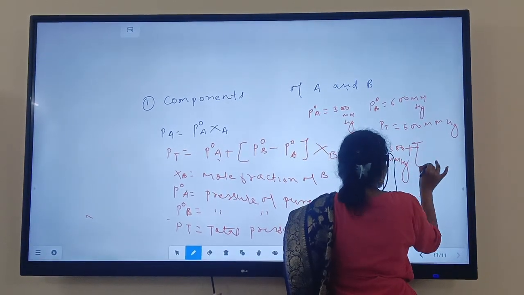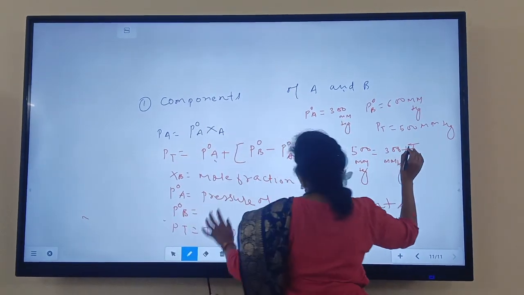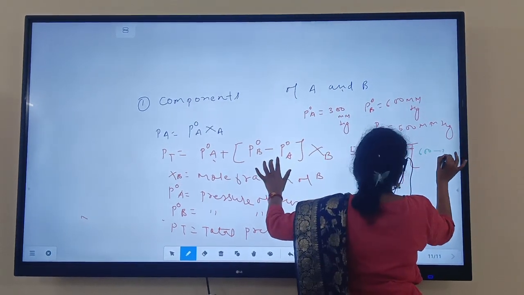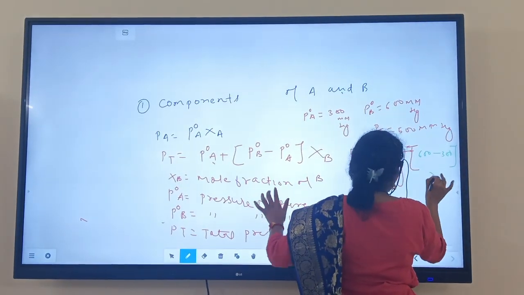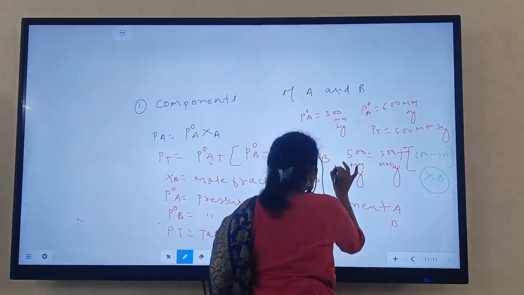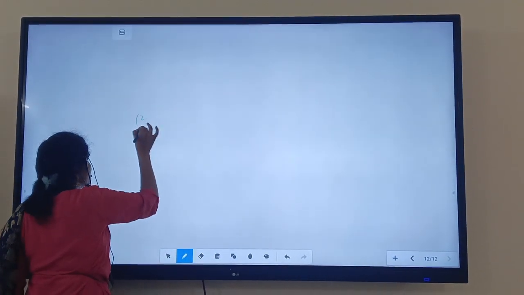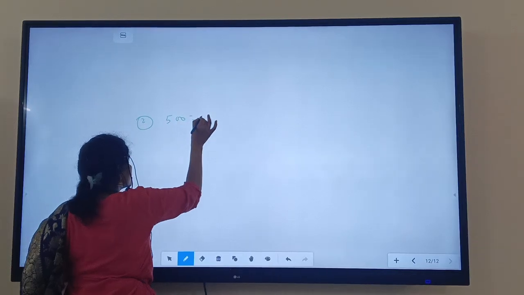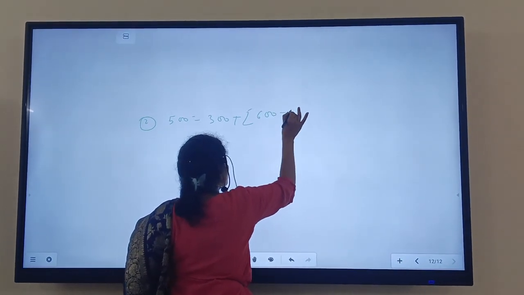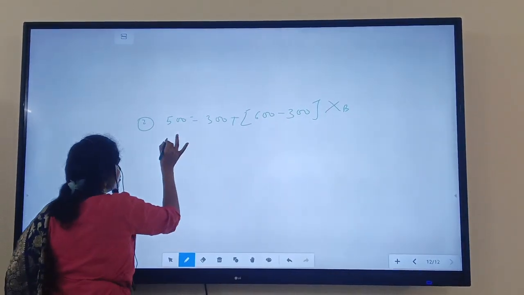Plus, what is P naught B? 600 minus P naught A, 300, into Xb. We have to find only Xb. Okay, from here. Next page. 500 is equal to 300 plus 600 minus 300 into Xb. Okay, now we will solve.